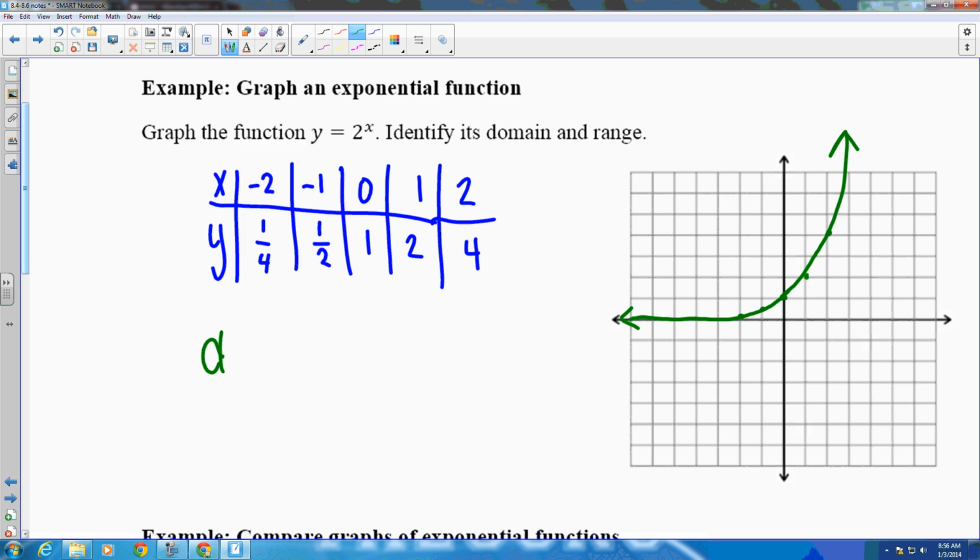Okay, now identify its domain and range. Domain are all of the x values that work. Are there any x values that we could plug in there and not get a function out? No, so our domain is all real numbers. And the range, is it ever going to go below 0? No, so your range is just when y is greater than 0.